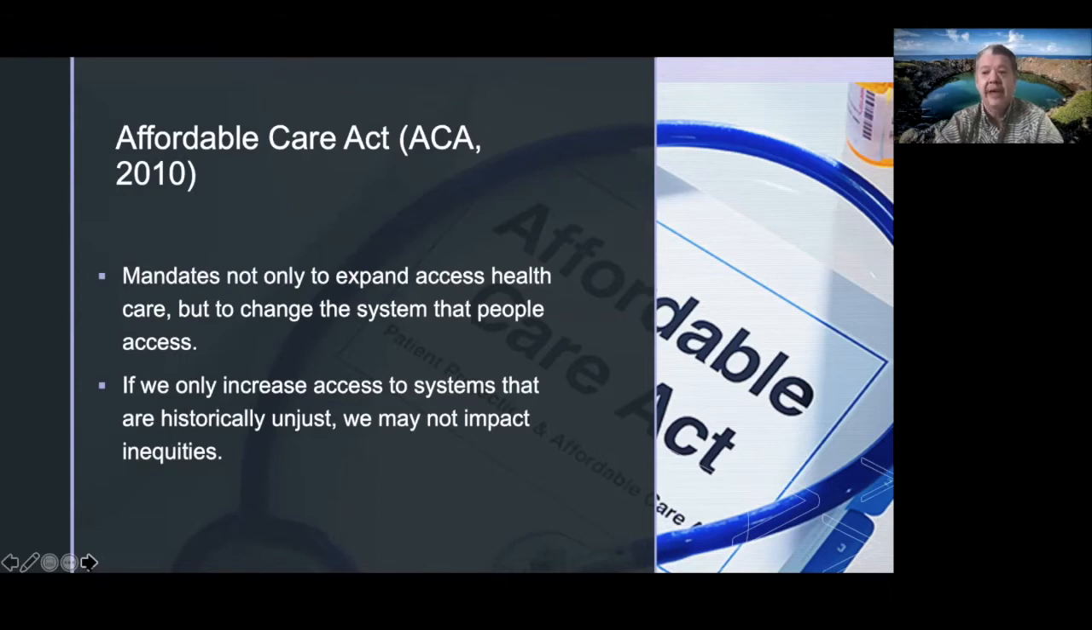We've seen people focus on access, getting access to it. But if we don't change the systems that have historically been unjust to our communities, increasing access to an unequal system may only lead to greater inequalities.